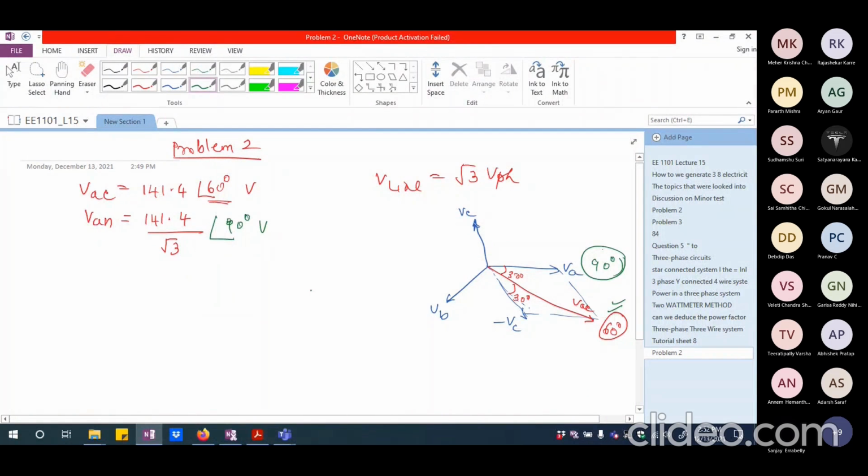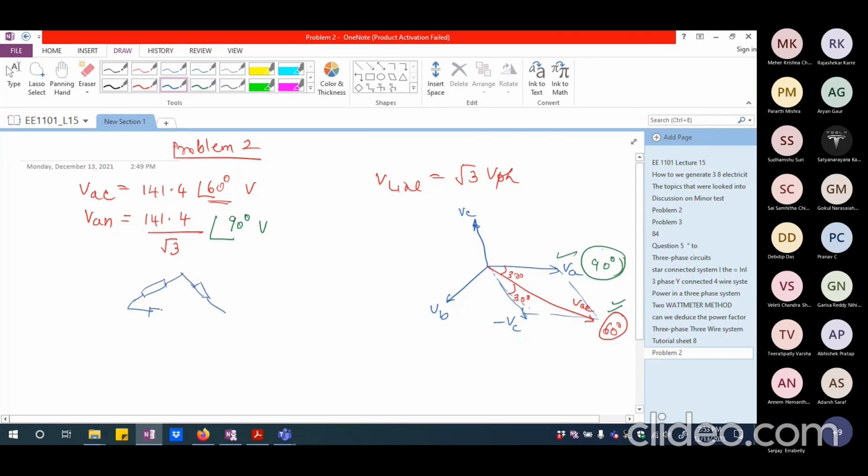Is this clear? Unless you know how the vector positions are located, you will not be able to immediately infer the phase angle. So here, by the phasor diagram, I should be able to infer that VA should lead VAC by 30 degrees. That is the reason why I'm having this as 90 degrees. So this is 90 degrees. Is this clear?